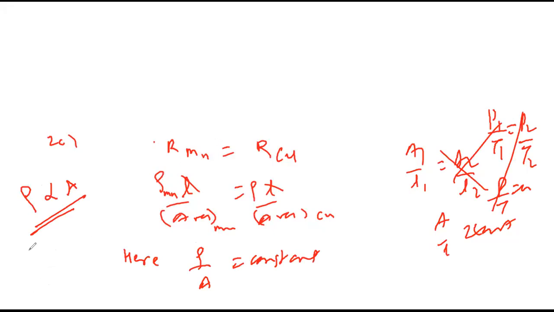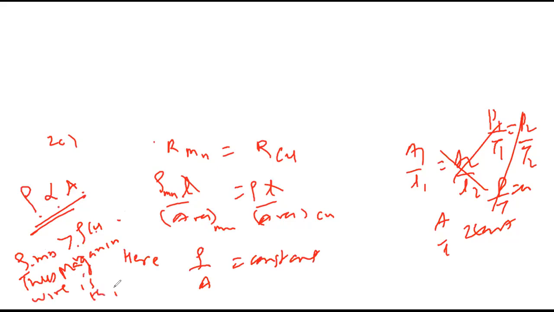Manganese wire is used for heating. So rho of manganese is greater than rho of copper. Thus manganese wire is thicker than copper wire because it is directly proportional. Got it? Understood? Rho is proportional to area. Rho of manganese is greater than copper. Thus, manganese wire is thicker than copper.